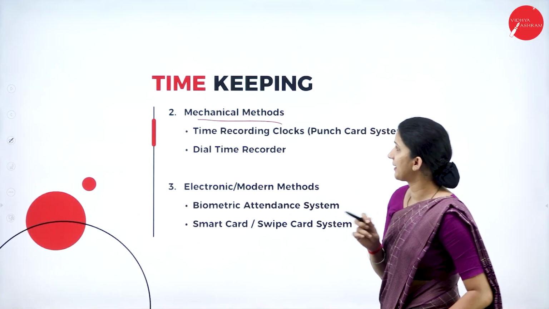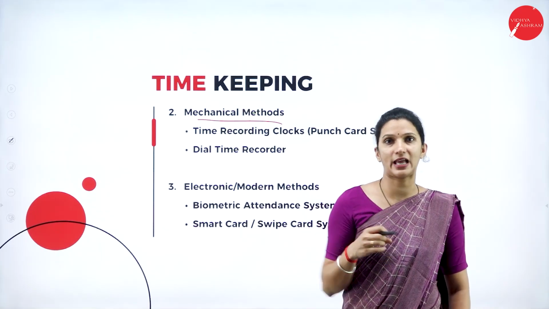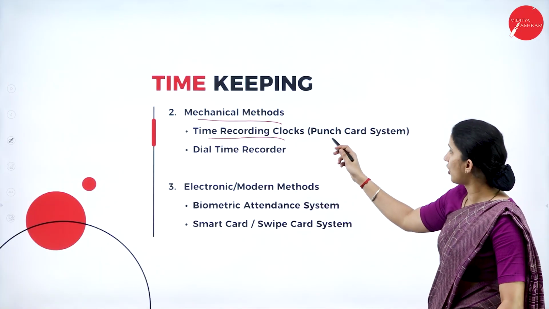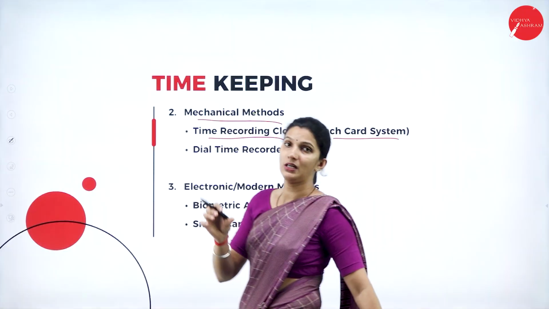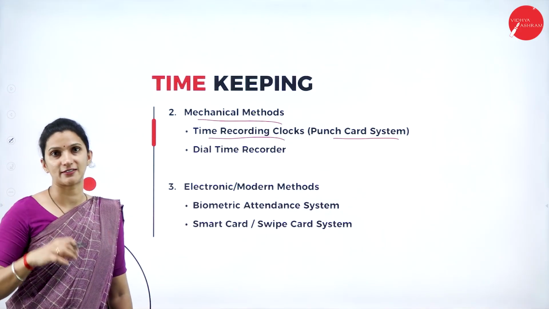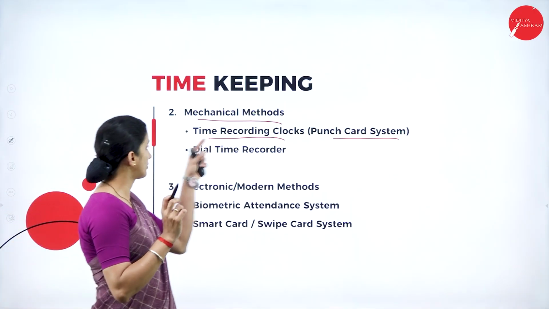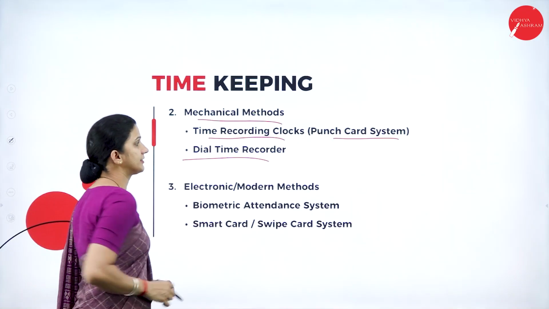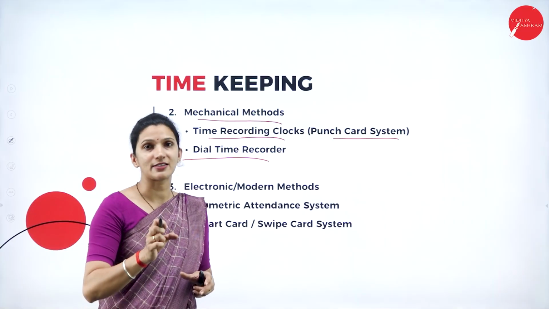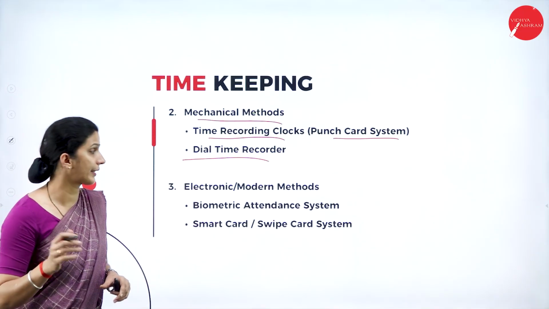Then the mechanical method. That means certain mechanical equipment is used to measure the entry time and the exit time of employees. Here we have the time recording clock, or the punch card system. There will be a clock set up so that whenever the employee enters, it automatically captures his entry time. Whenever an employee leaves, that also will be captured by the clock. So that is the time recording clock. Then the dial time recorder. There will be dial machines fixed at the entrance of the factory, so whenever an employee enters or exits, that time will be recorded.